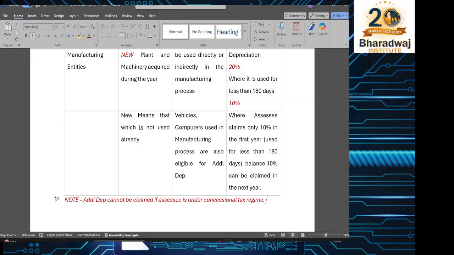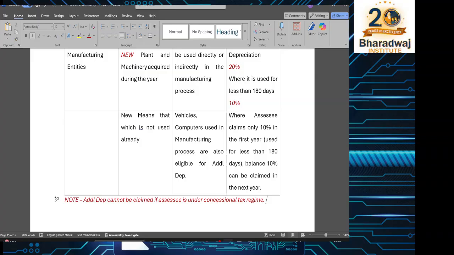Is it clear, friends? Okay. Write in your practical notebook. I am reading question number 5. Mamekam Limited gives you the particulars of plant and machinery which is directly used for manufacturing. Block 1, Block 2, Block 3, opening WDV, additions made during the year, deletion.